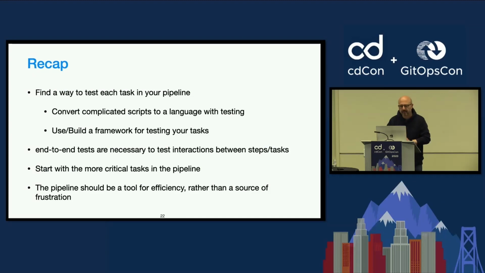So just to recap quickly, we need to find a way to test each task of our pipeline. The complicated parts of bash scripts or scripting would be useful to use in a language with a testing framework. In my experience, we've used Go. It was useful because you can easily compile it and put it in your container image. But any language that you're using in your project, you can use, that's fine.